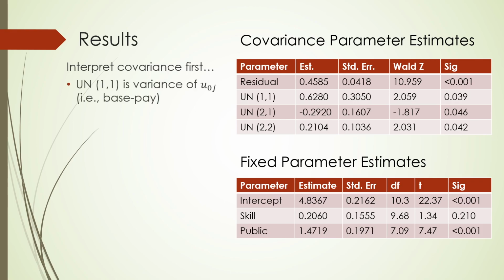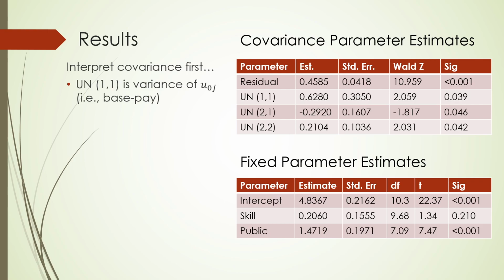So UN11 is the variance of u sub 0j. So the variance of the first random component, which is our base pay, that intercept model. And I don't think I talk about it in the slides actually, but residual, that's the epsilon sub ij.